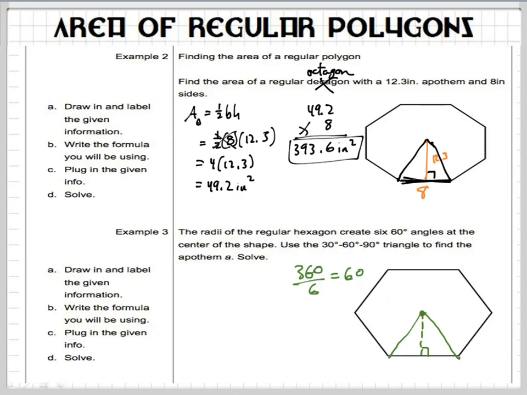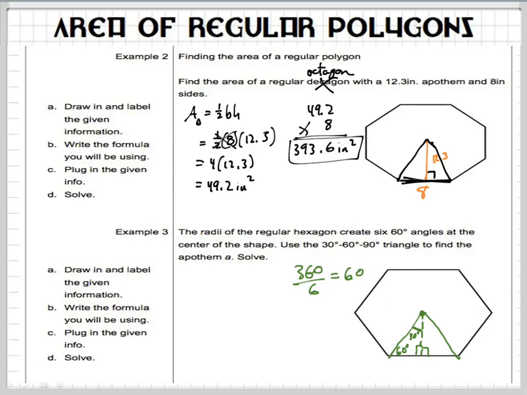So what is the measure of this? 30. That's 30 degrees. So this is 90, and what's the measure of this angle? That one's 60. Okay. Now, did it give us any measurements? The radii create 6 angles, we use 360 to find it. Oh, we just have to find the apothem. Okay, this doesn't give us any measurements, though.